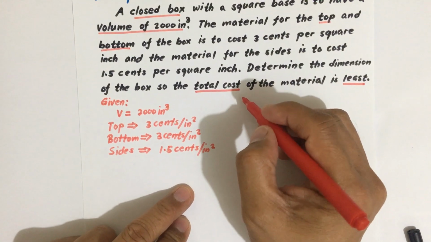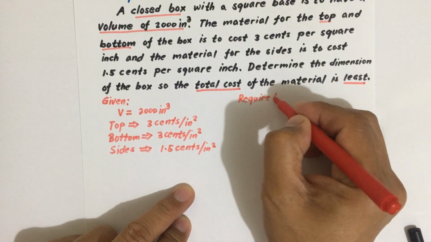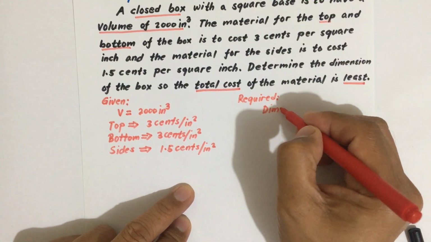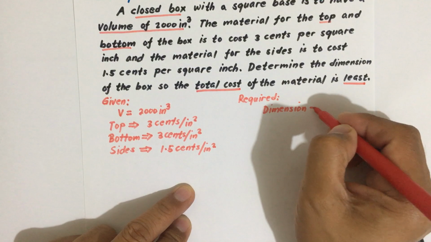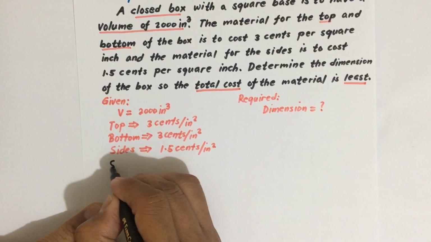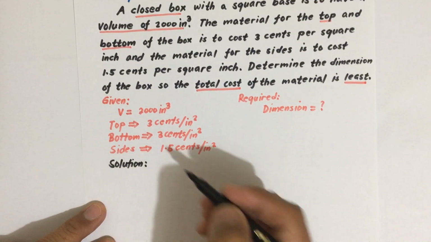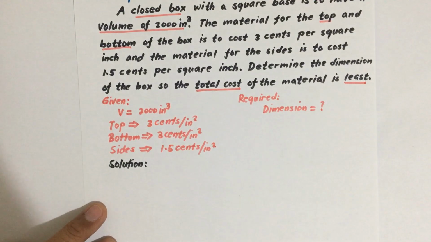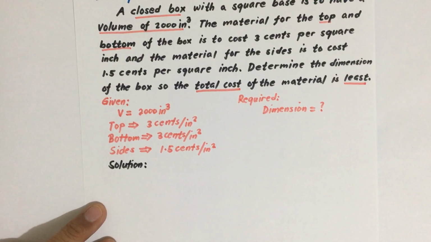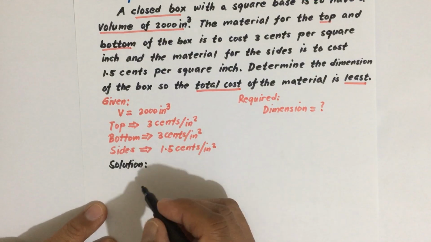Okay, and we are asked to determine the dimension. So this problem requires us to solve the dimension. Okay, so as mentioned in our previous video about this topic, one of the strategies here is to make a presentation of the box, or whatever is mentioned in the problem. In this case, a closed box is mentioned, so we have to make an illustration of the box showing the dimension.